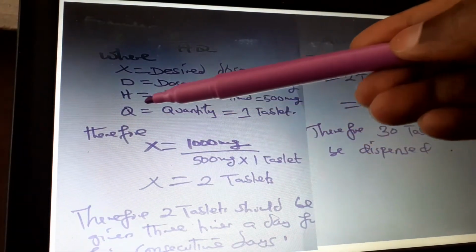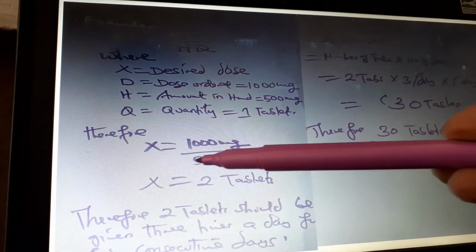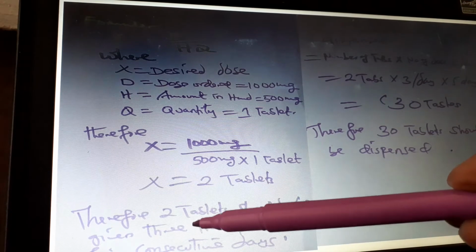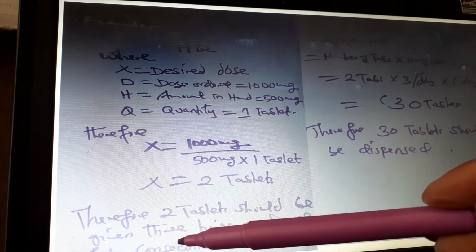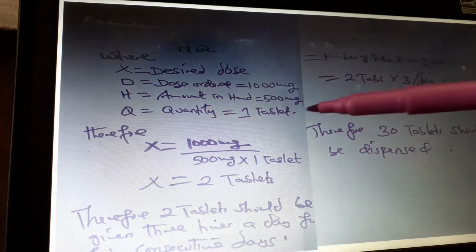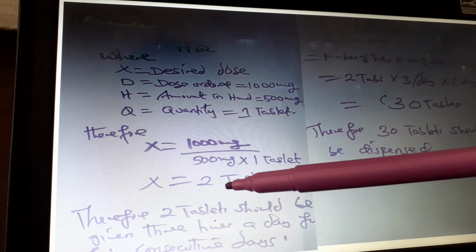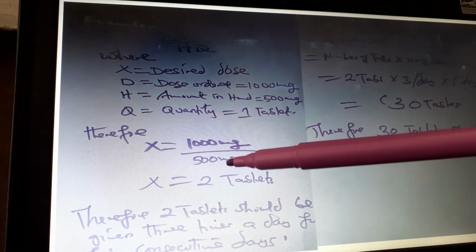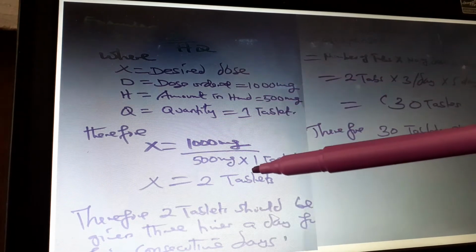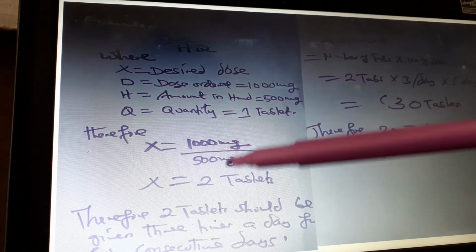Then you solve for X, which is the desired dose. You take 1000 milligram over 500 milligram times 1, you will have 2 tablets. So therefore 2 tablets should be given 3 times a day for 5 consecutive days. So now, to have that amount of dose that is required, you will be required to give 2 tablets, because if each tablet has 500 milligrams, to have 1000 milligrams, you will need 2 tablets. That's what it means.